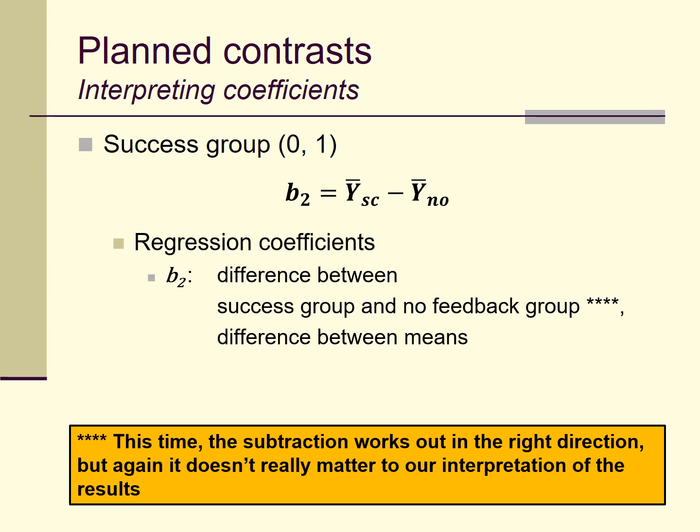This time round, the formula works out kind of in the direction we want, which is we'd like to see a difference between the average of the success group minus the average of the no feedback group, because we expect that the folks in the success group will persist longer than those in the no feedback group. But again, that doesn't really matter. The direction doesn't really matter to our interpretation of the results. We're just interested in the absolute magnitude of that difference.